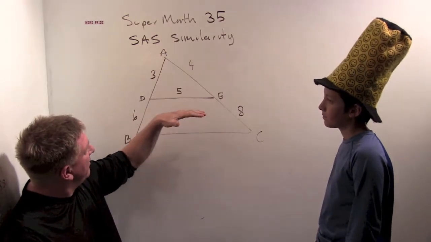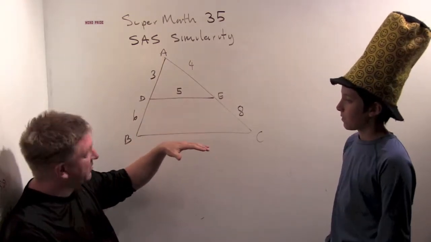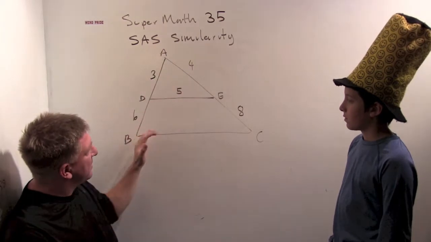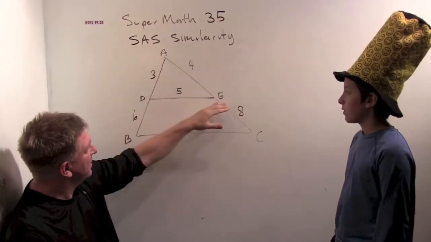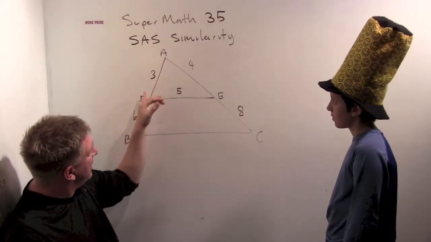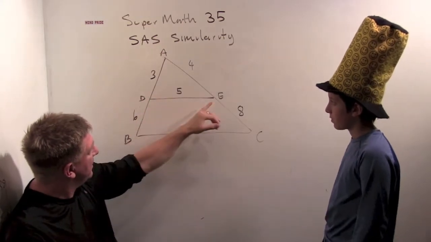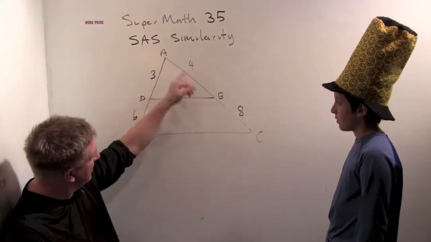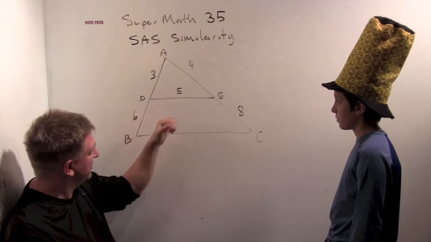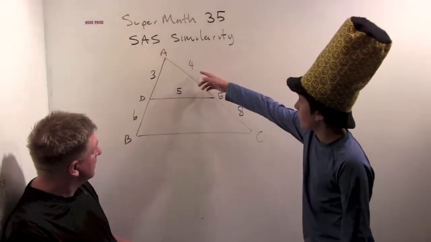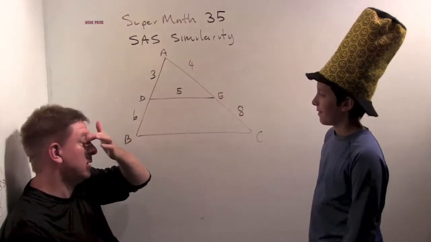So I have these two triangles. One lives inside the other one. A, B, C, and A, D, E. And I know that AD is 3, DE is 5, and then I know these other sides here. But AE is 4, sorry.